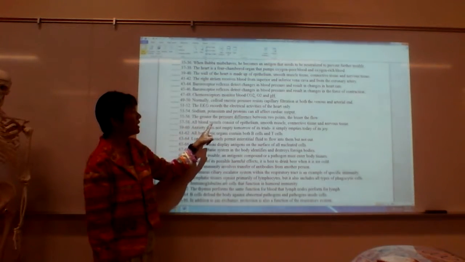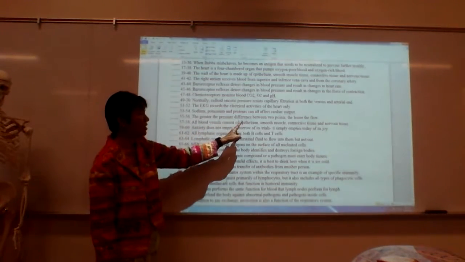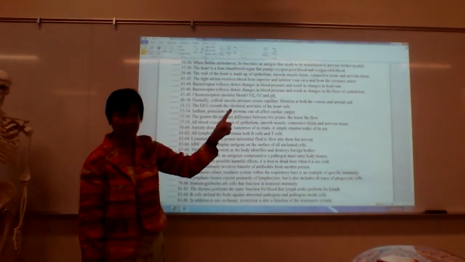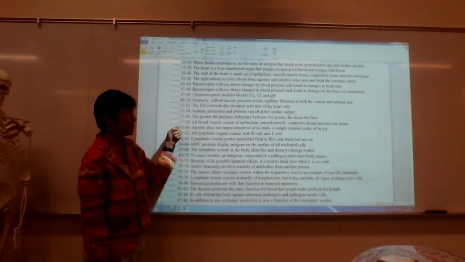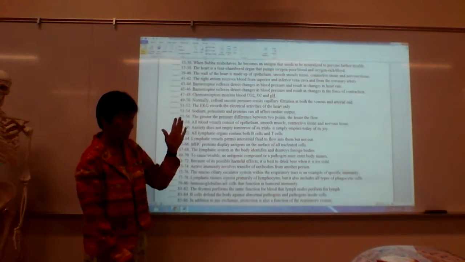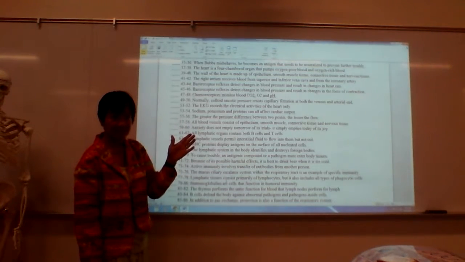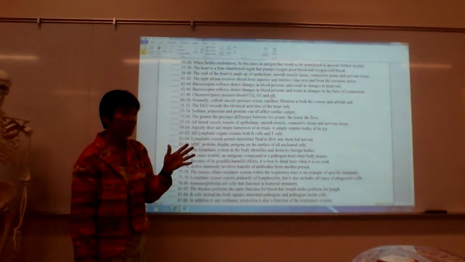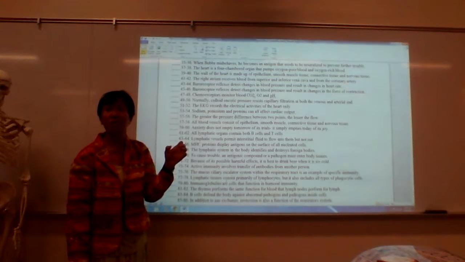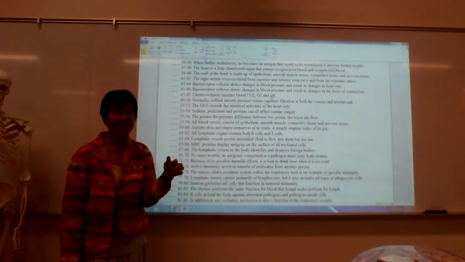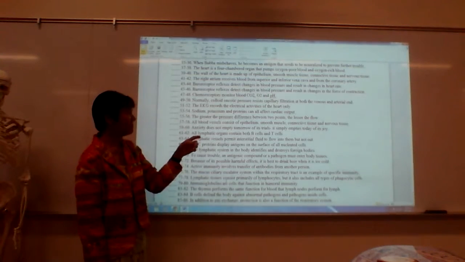Next, all blood vessels consist of epithelium, smooth muscle, connective, and nervous tissue. All blood vessels have epithelium, yes. There is smooth muscle, yes. There's connective tissue, yes. There's nervous tissue. Yeah. How will they contract? Autonomic nervous system. You forgot the autonomic nervous system.